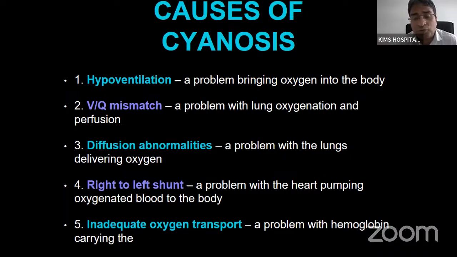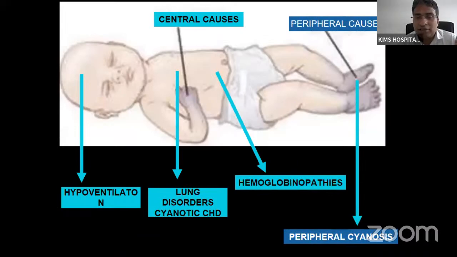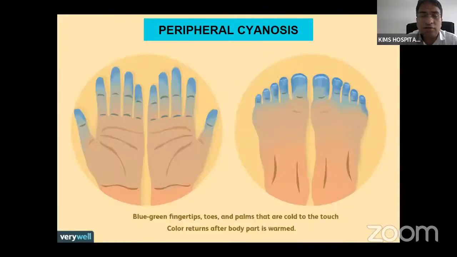Inadequate transport means the hemoglobin which carries the oxygen has a problem. So we can see hypoventilation with central causes, lung disorders, cyanotic CHD and hemoglobinopathy as central causes, and the peripheral causes are different. You have to differentiate whether it's a peripheral cause or a central cause. Peripheral is very simple: blue fingers and toes, palms that are cold to touch, and color returns after the body part is warm. That is typical of peripheral cyanosis.